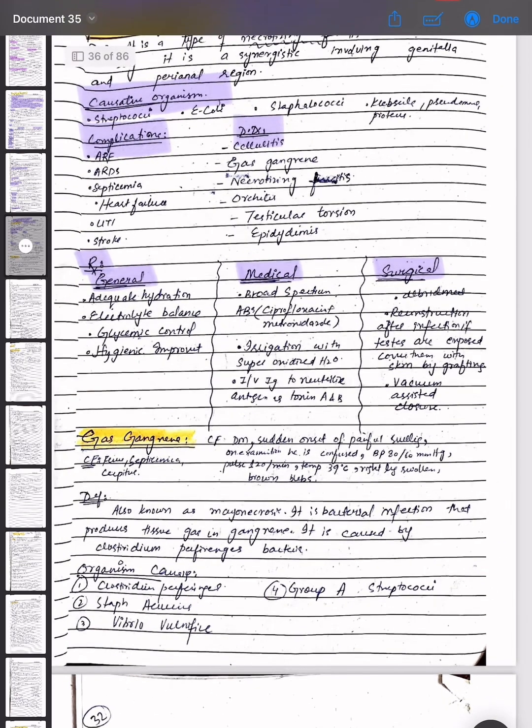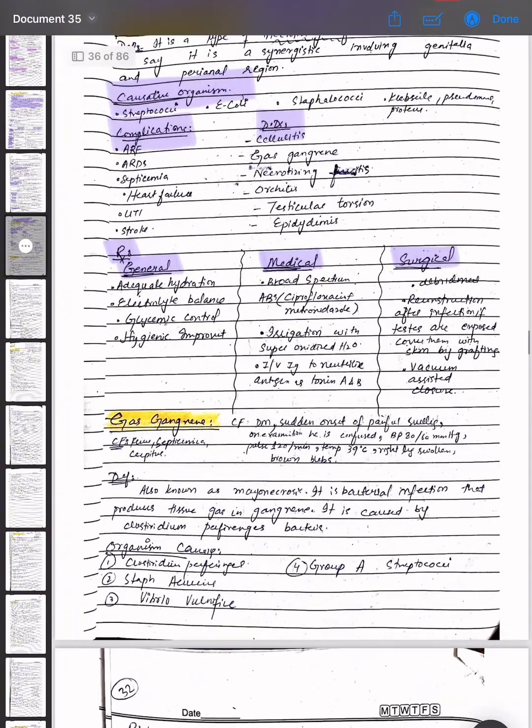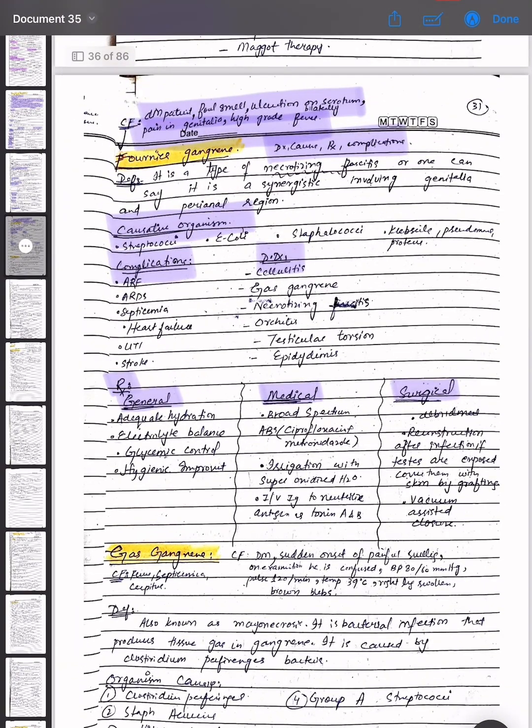So this was the case of Fournier gangrene. What are the causes? What are the complications? What are the differential diagnoses? What are the treatment options? What is the general, medical, and surgical treatment?